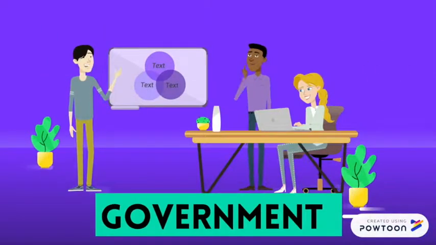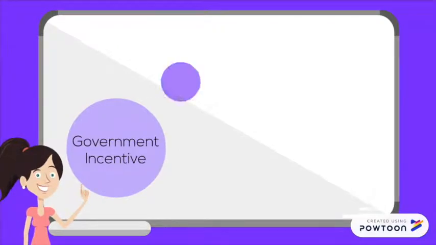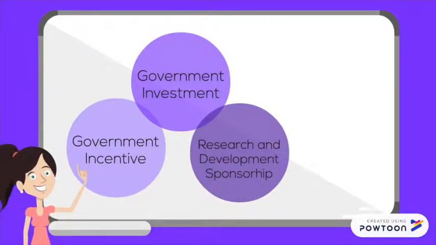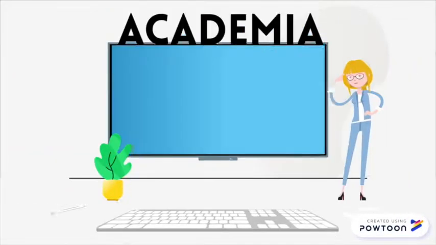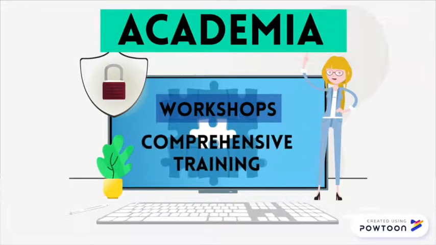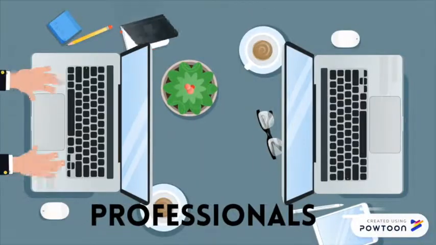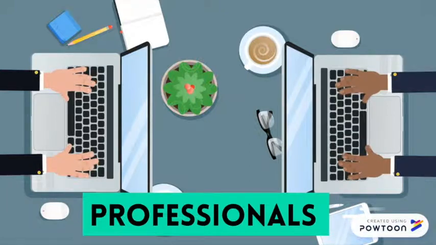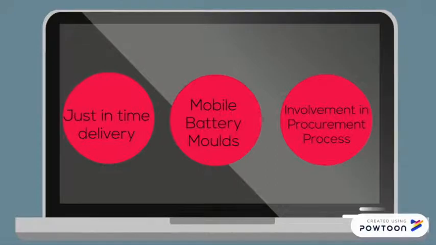Possible solutions can be introduced by various parties, for example, the government. Support from the government can be given through incentives, investment, research and development sponsorship, and also productivity regulation. Academia can conduct workshops and comprehensive training to introduce the public to the benefits of DfMA. Additionally, professionals such as engineers, designers, architects, and even the workmen can also help to implement DfMA, by doing just-in-time delivery, using mobile battery molds, and getting involved in the procurement process.